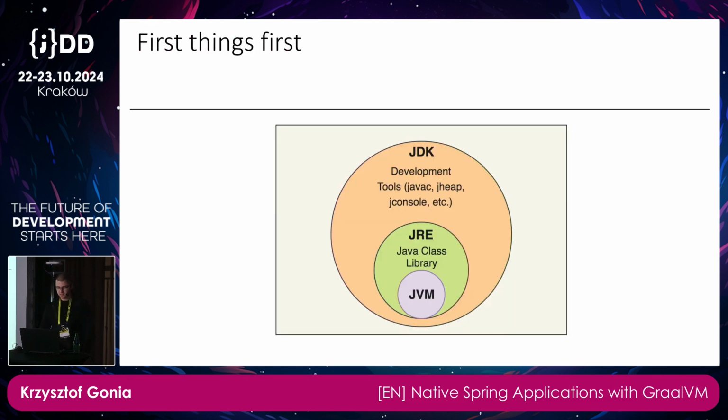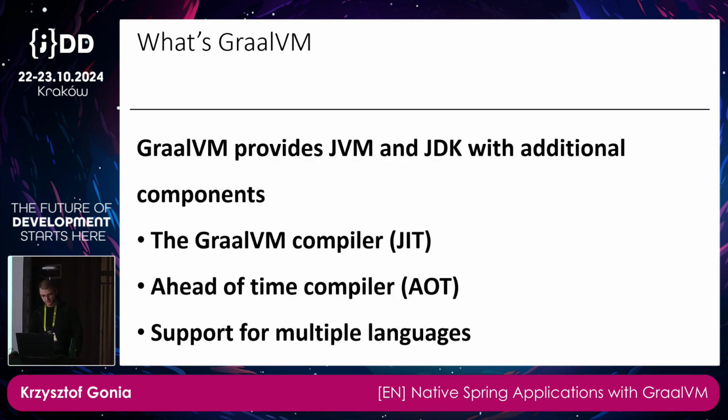So let's start with the basics. To run our Java application, we need to have a JRE with a JVM. So we need to install it, have some basic environment to run our compiled code. But to write our code, we need to have a JDK, with some additional tools to write, compile and ship our Java programs. So what is GraalVM?